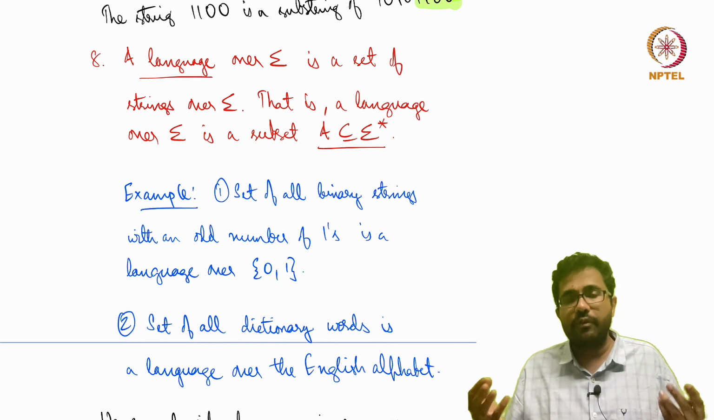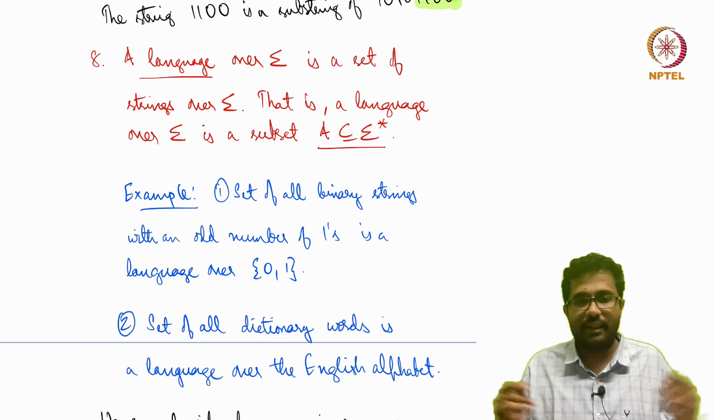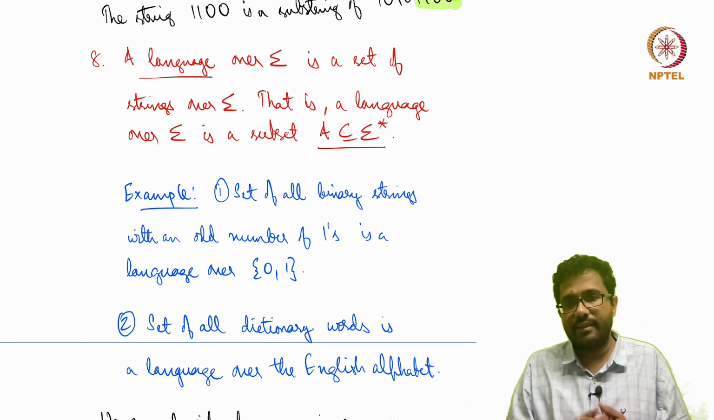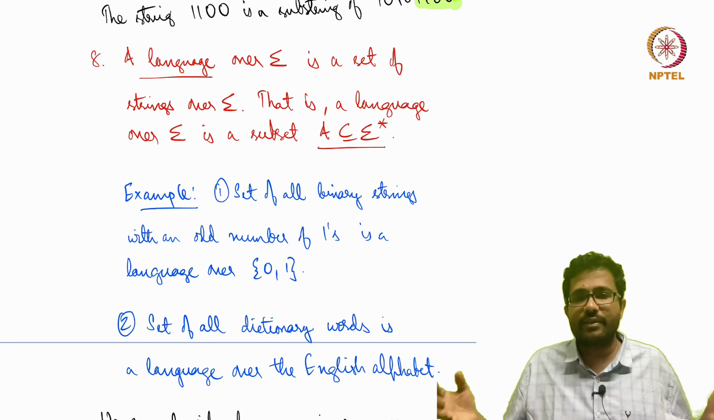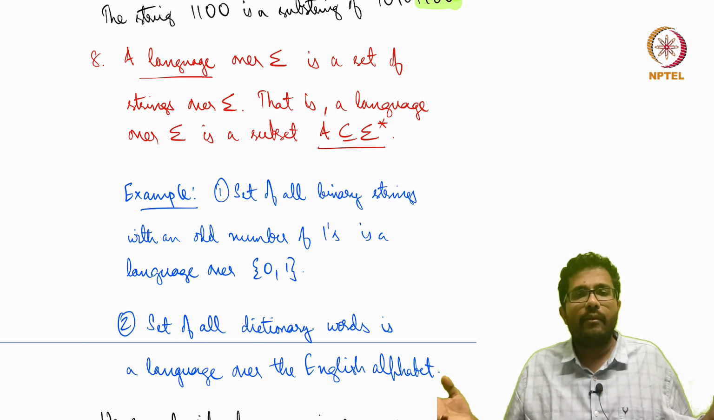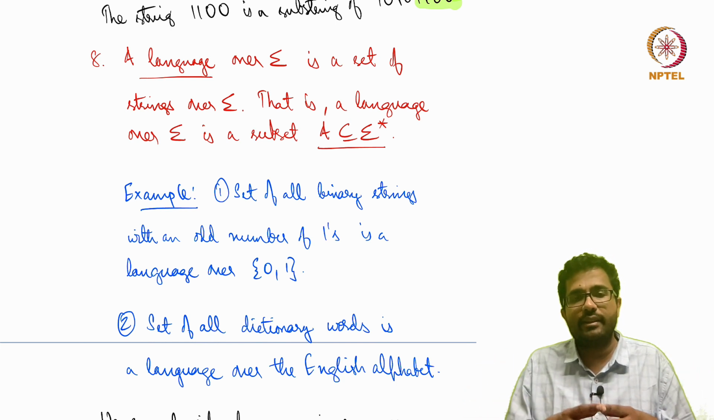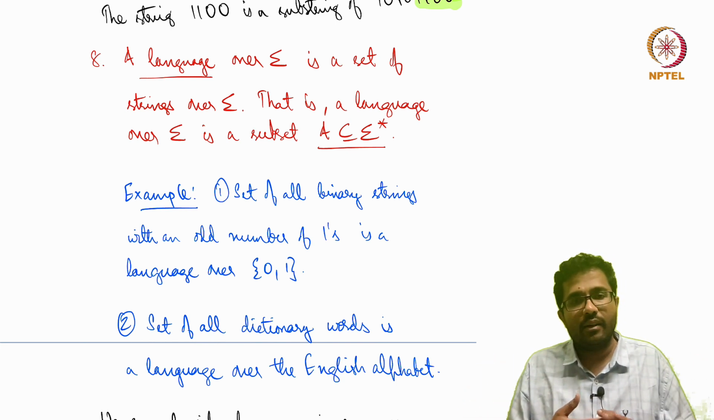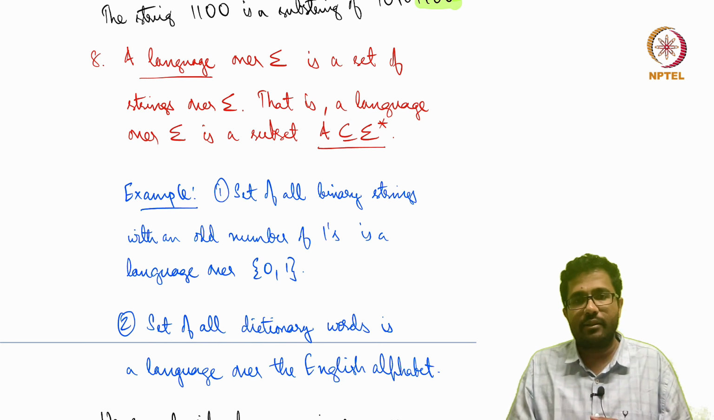Another one is the English alphabet containing the letters A, B, C up to Z. These are the 26 symbols in the alphabet. Now, you can make all kinds of strings using these, right. So sigma star in this case is the set of all possible strings. Now, if you focus on the set of dictionary words, the words that are listed in a standard dictionary, this is a subset of them, right. So now the set of all dictionary words is a language over the English alphabet.